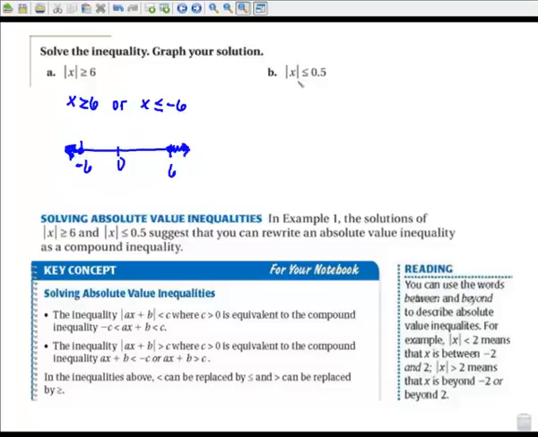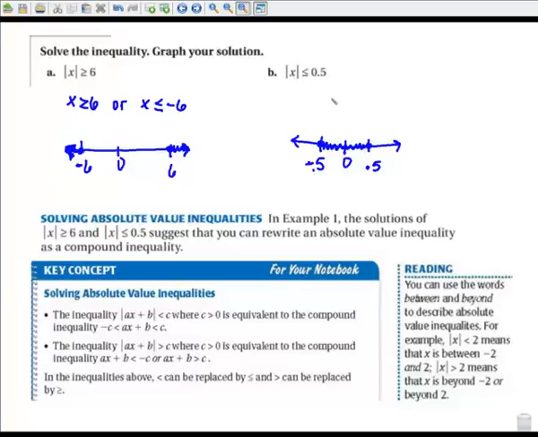Here we have the absolute value of x is less than or equal to a half, so it means that it has to be within a half unit away from 0. So we'll have a negative half here and a positive half, and x has to be within this range right here. All of these numbers are less than or equal to a half unit away from 0.